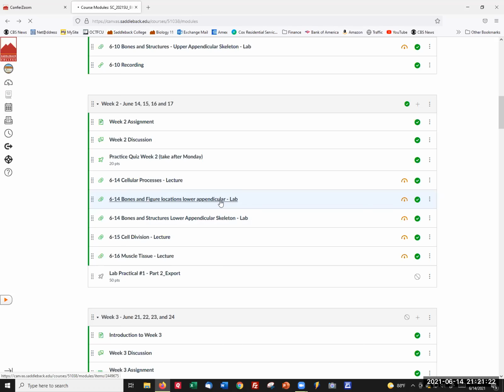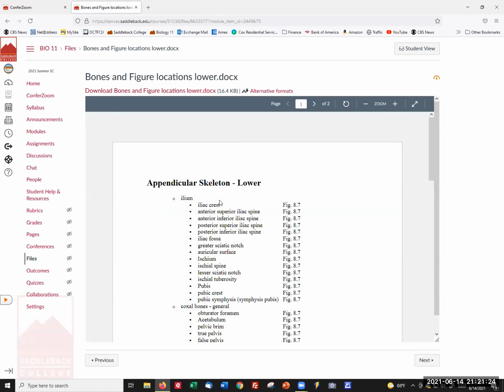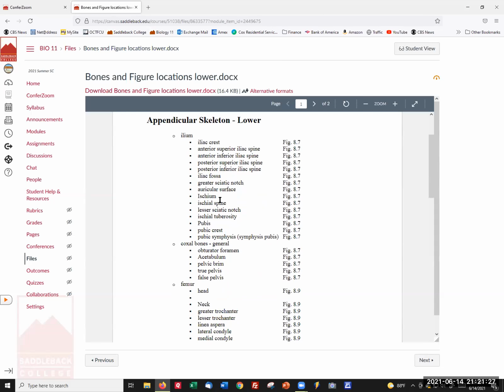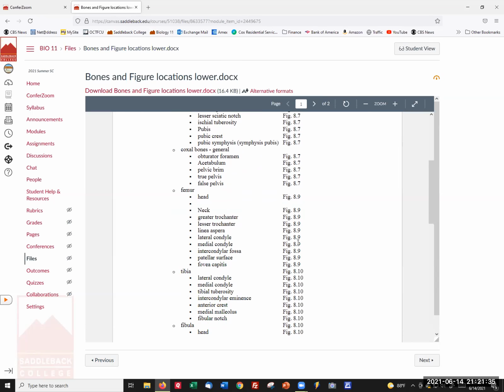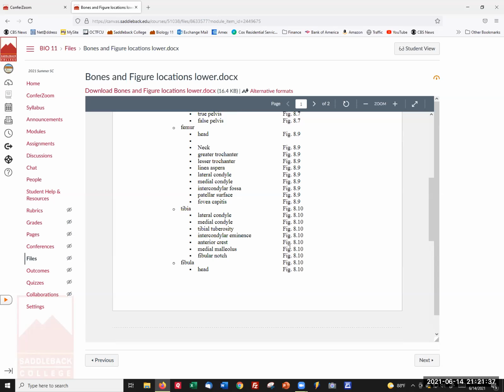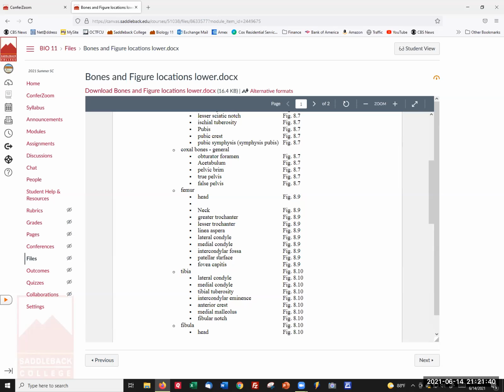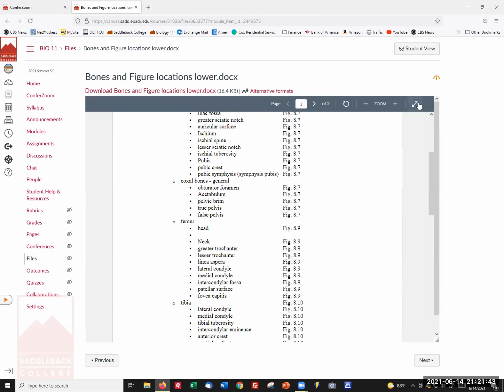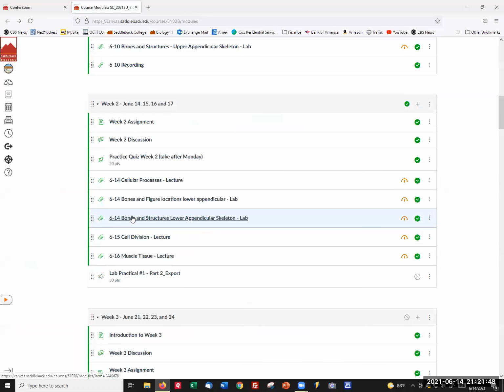Okay, I don't know if you got these for yourself. If you didn't, you can copy them at home at any time. We're going to be using figures 7-8, 7-9, and 7-10 in your book. So that's not really a page full of material. It does have the names of all the structures, though, that you're responsible for.